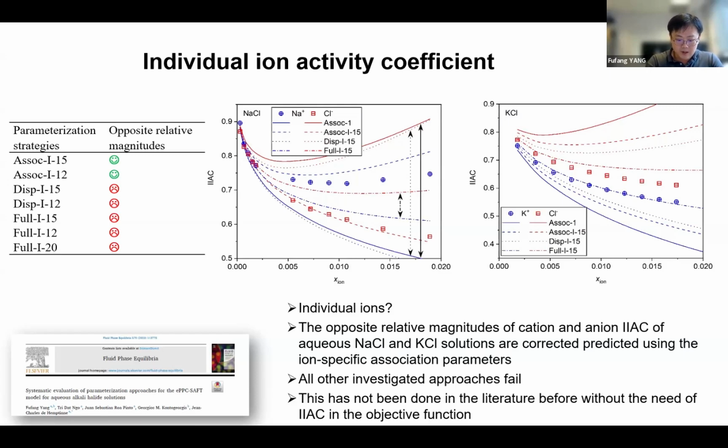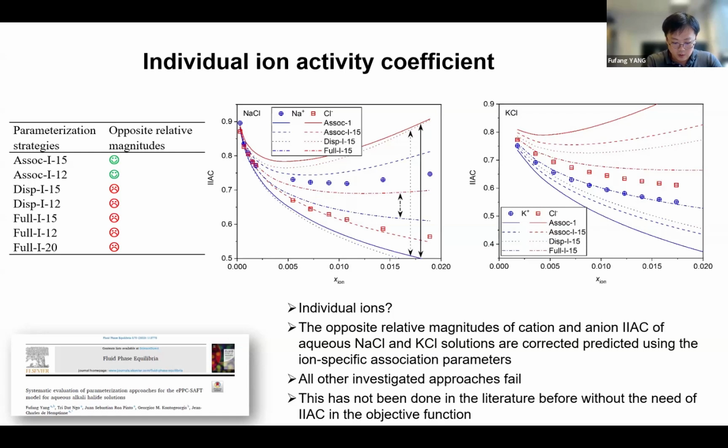Some papers managed to fit it after including this property with a smaller weight in the objective function. But first, this property is a bit controversial. There are a few papers debating over it. We don't want to get into this debate. And then another problem is that the experimental uncertainty of the individual ion activity coefficient is much higher compared to what we usually use, the VLE and the mean ionic activity coefficient. We do not want to sacrifice some modeling accuracy just to have this relative magnitude correct, but we do want it correct.